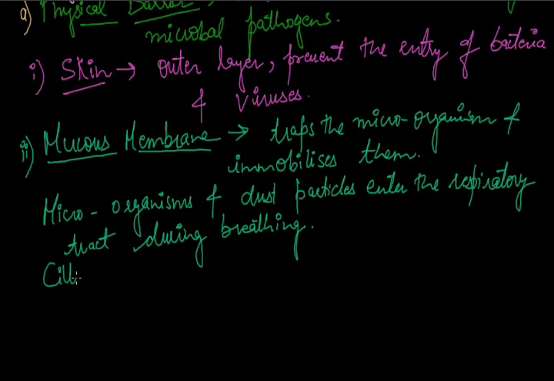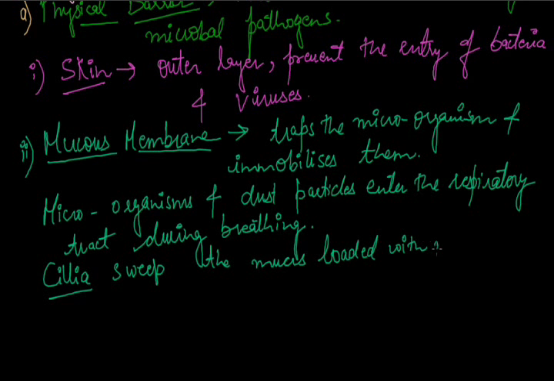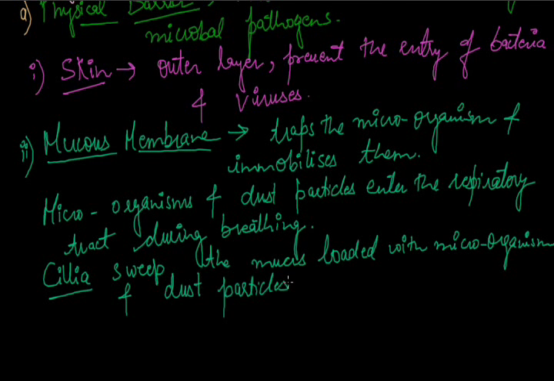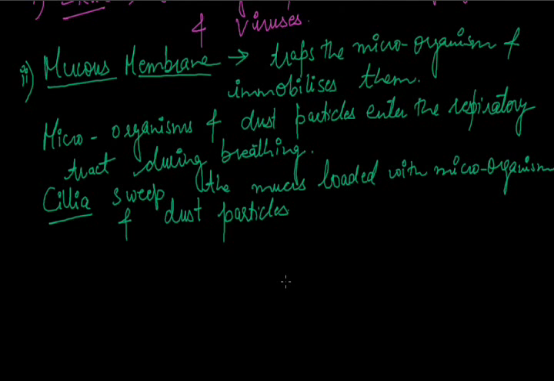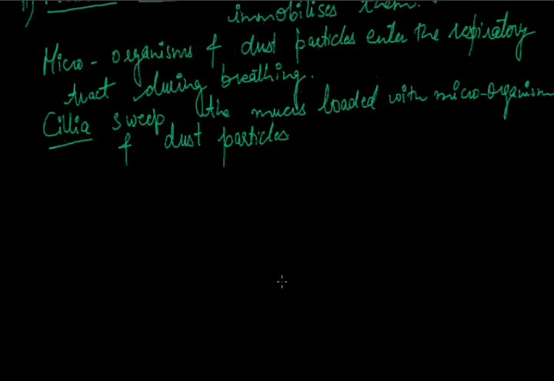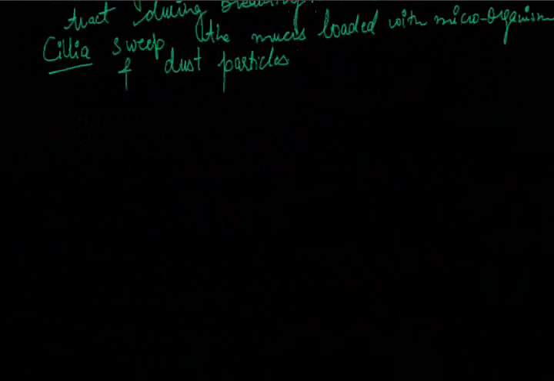Likewise, the cilia also sweep the mucus loaded with microorganisms and dust particles. So the mucous membrane present in the alimentary canal is used to trap the microorganisms and dust particles and protect our alimentary canal from getting infected with any foreign microbes. So this is all about the first barrier, which is the physical barrier.